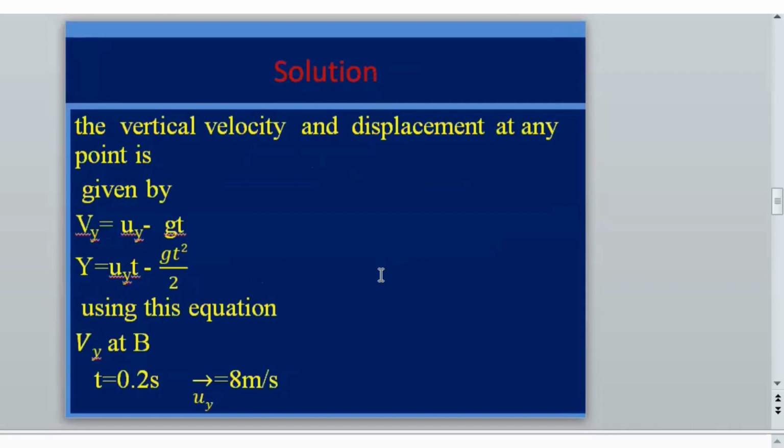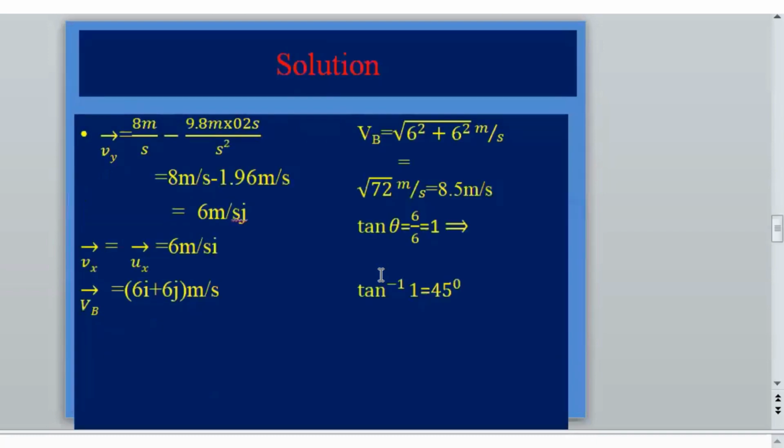The vertical velocity at any point is given by the final v_y equals v naught y minus gt. And the vertical displacement at any time equals v naught y t minus half g t squared. Using this equation, for the velocity at B, the time is 0.2 and the initial velocity is 8 meters per second. Substituting in the equation gives 6 meters per second in the y direction. This is the final vertical velocity at point B.